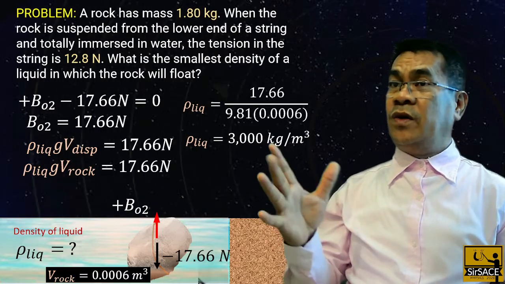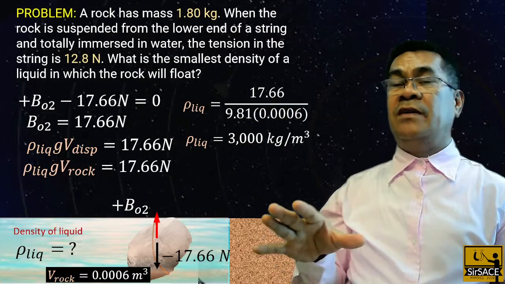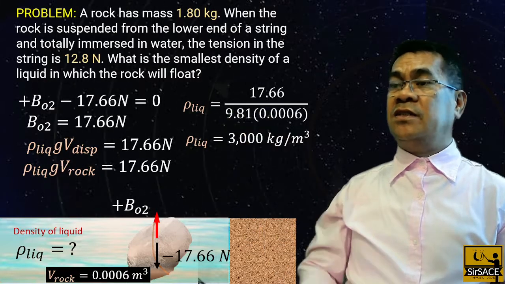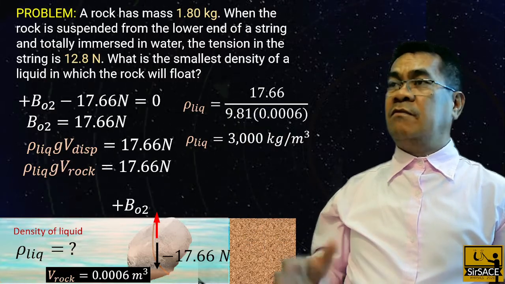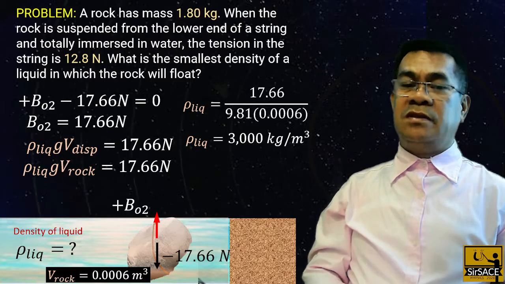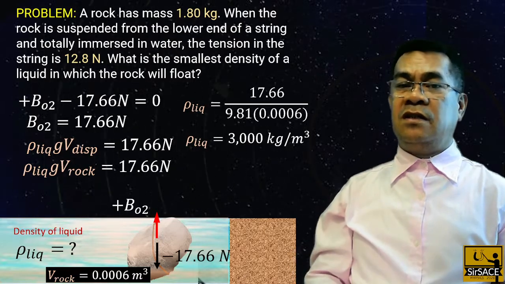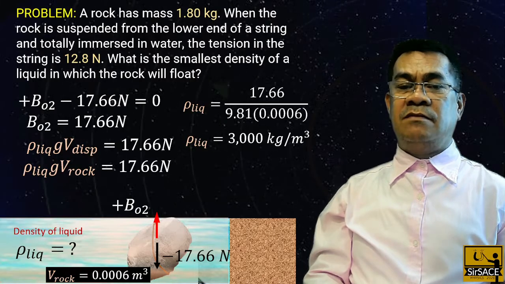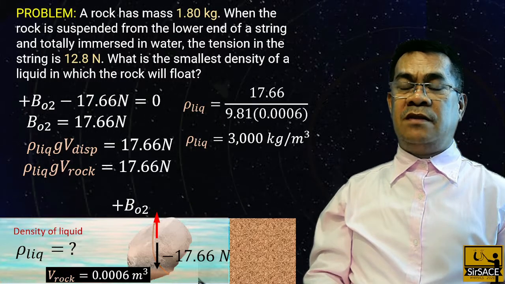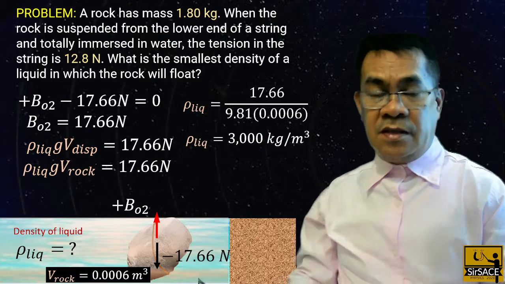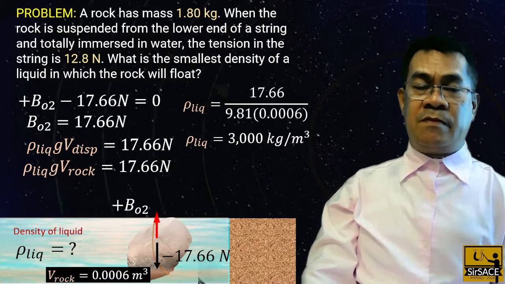But remember that we have liquid metal. Mercury is a liquid metal, and its density is 13.6, meaning 13,600 kilograms per cubic meter. So the stone will surely float in the liquid metal. Okay, so these are the answers to the problem.